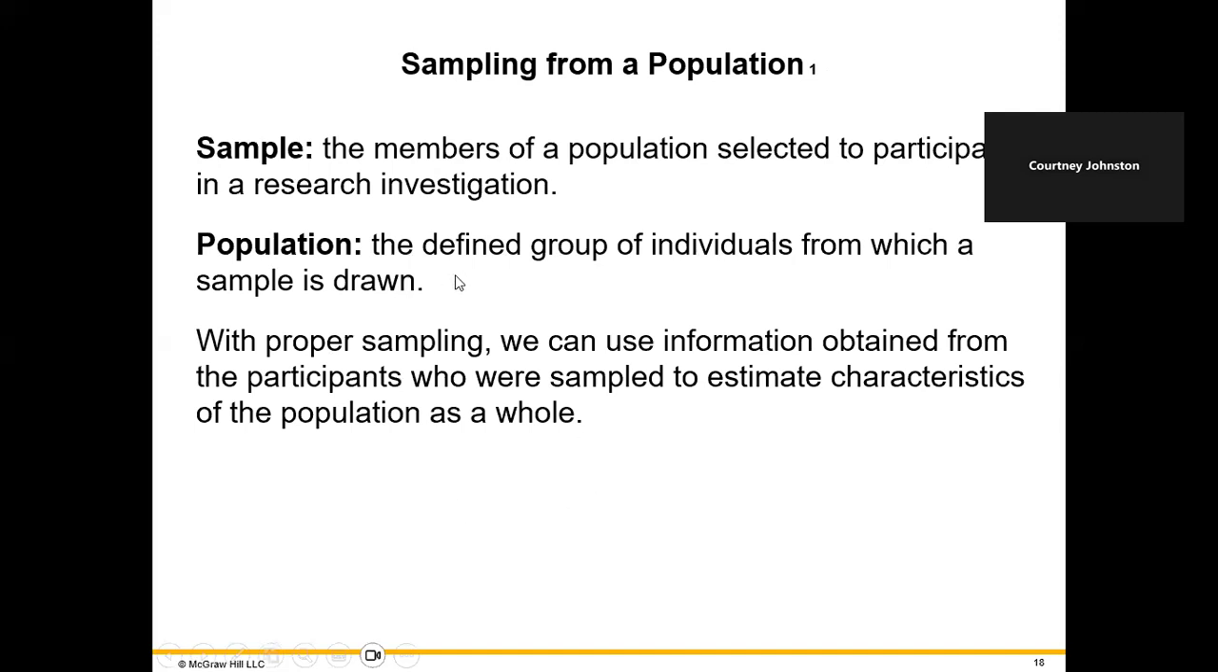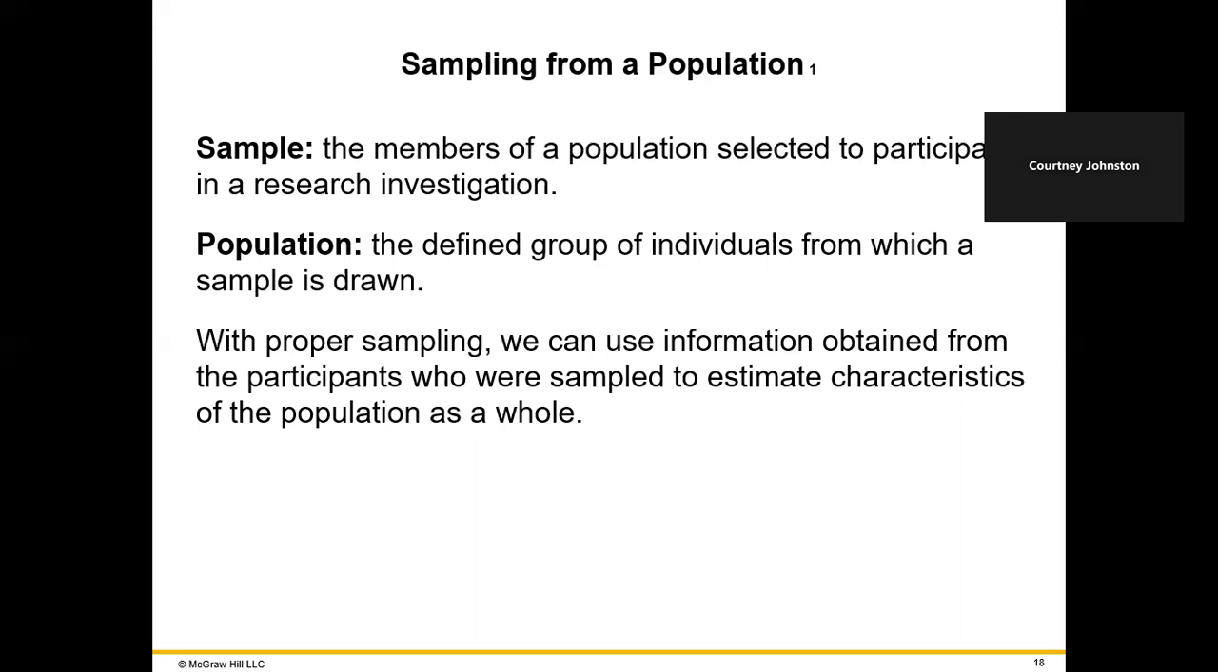Now, obviously, you cannot collect data from all of those individuals, all of the students. You're going to have to collect from a sample. These are members of a population that you select to participate in a research investigation. So instead of, again, surveying all of the NPCC students, you're going to select and survey only a portion of them. That's the difference between the population and the sample. And if you properly sample, you can use the information from those participants, and then you're able to generalize to the overall North Platte Community College student population.